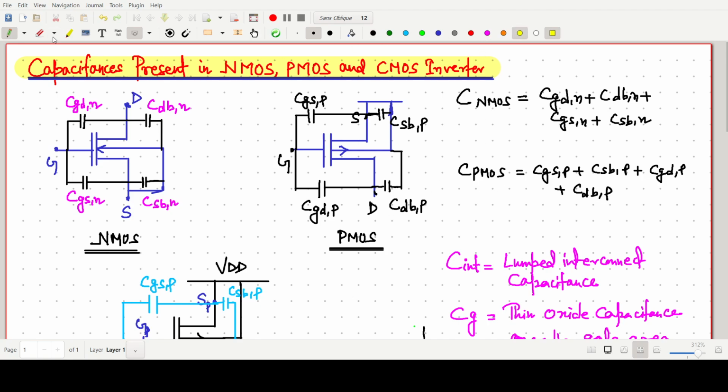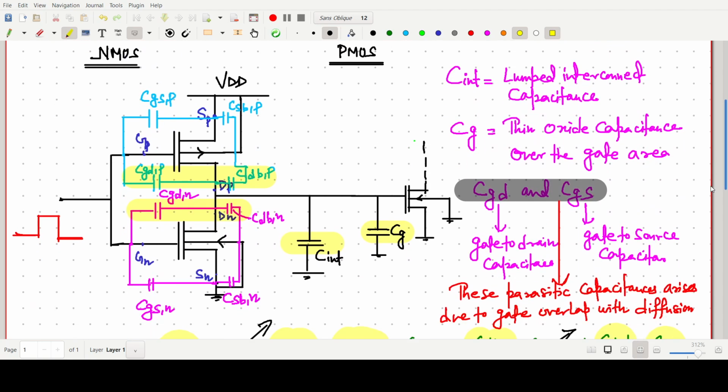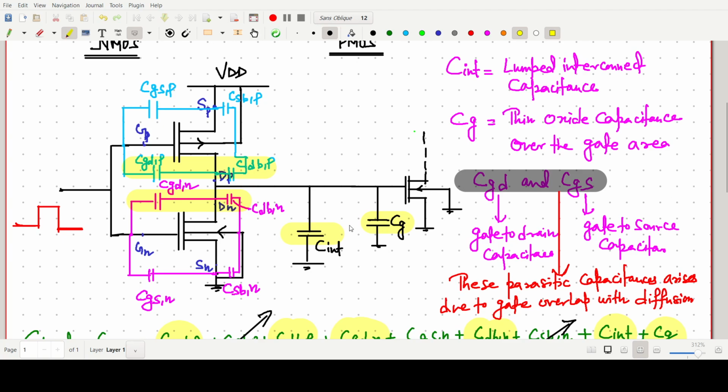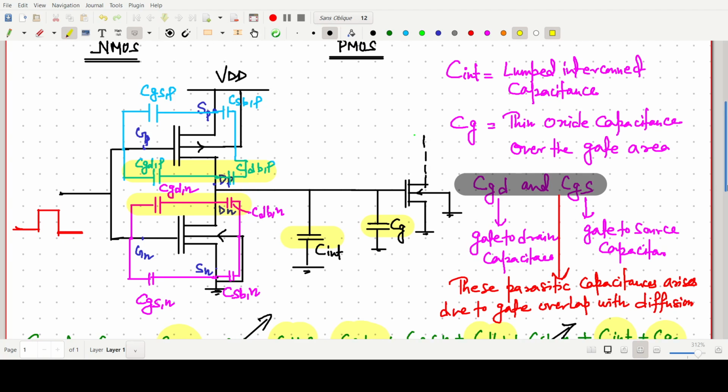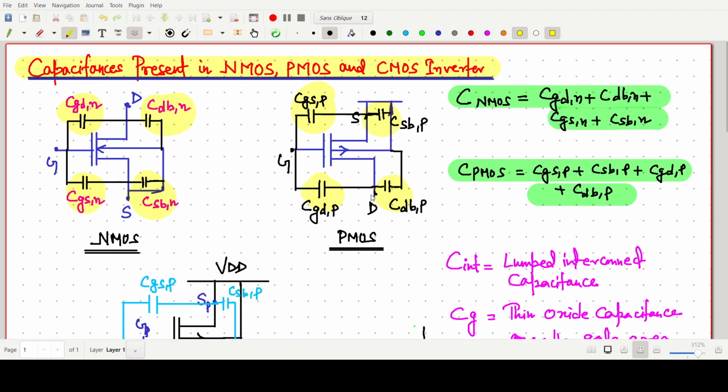So this one is an important concept. No need to remember it. First, you have to draw the circuit, and then you can say this one is the capacitance across gate to drain. We have to know which is gate to drain. Similarly for the others, and for the total load we have to consider only these four. Clear? So this is all about the capacitances in NMOS, PMOS, and CMOS inverters. Thank you for watching this video.